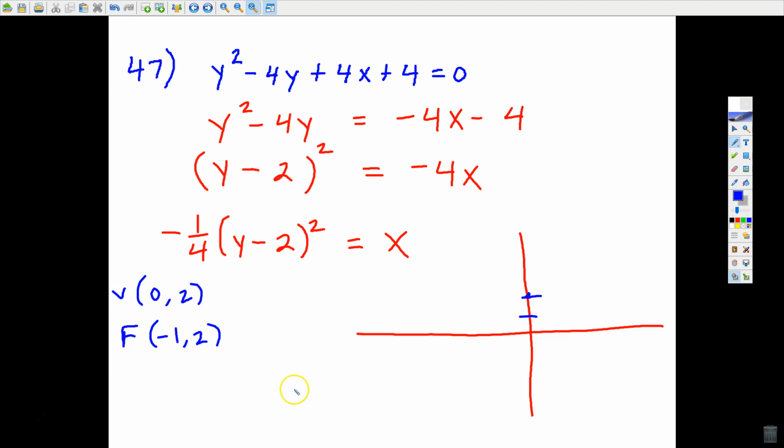Does everybody see how she got that? Do you see that C is actually 1 if you do your formula? Absolute value of A is 1 over 4C. So traveling one place to the left, because that's how the parabola opens. So then, Noah, can you give us the directrix? Well, the directrix is a line, so it's not going to be an ordered pair. X equals 1. Very good.